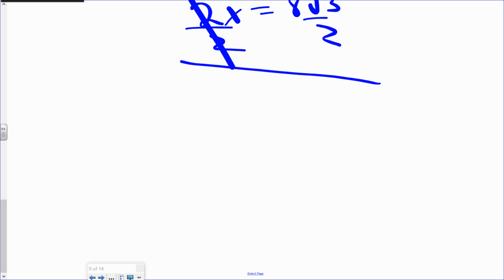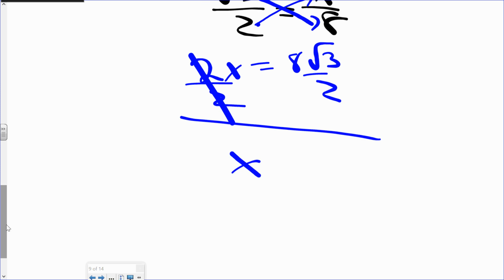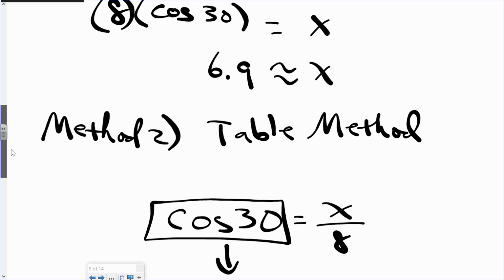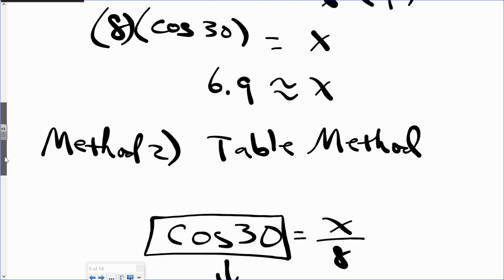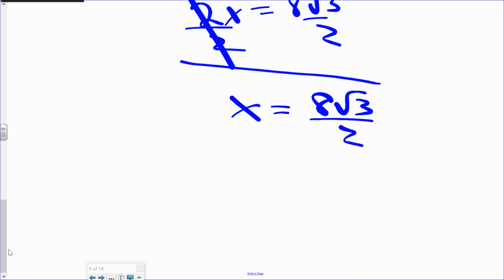Ladies and gentlemen, look what we got here. I have x equals, not approximate, x equals 8 rad 3 over 2. It's the exact answer, not an approximate. Method 1 gave us an approximate. Look at 6.9. Method 2 gives us the exact answer, 8 rad 3 over 2. If I type all that in the calculator, it's going to be approximately 6.9.